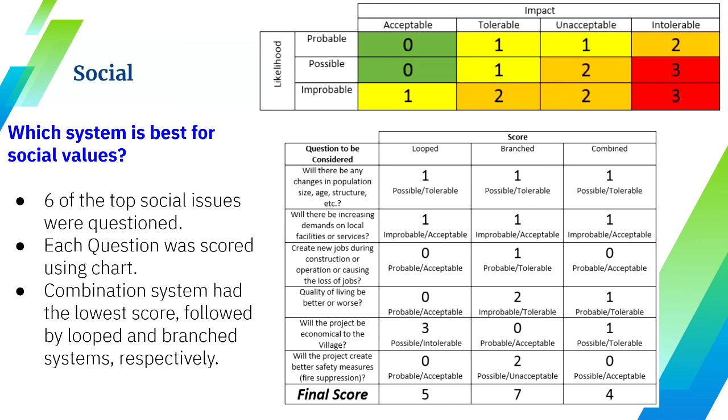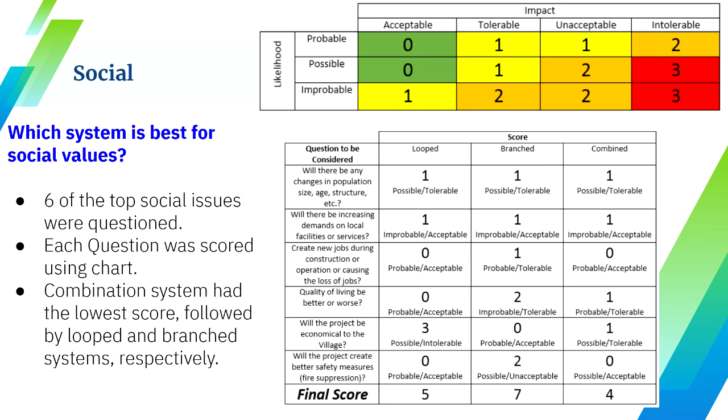After evaluating these, using the scoring chart shown on the slide, we summed up the total and came up with the following. The loop system scored a 5, branch system 7, and combination system 4. The lower the number, the more optimal the system would be socially for the village. As it turns out, our combination system is the most optimal, and this can be from a number of things. The combination system takes pros from both the other systems while limiting the amount of cons that it has.